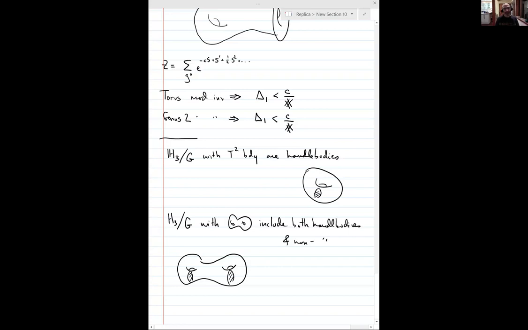Nobody knows quite what to do with these. Yeah, so at higher genus, the story is much, much more complicated. And I think it's related to the fact that the torus partition function is one loop exact and the higher genus partition function is not.